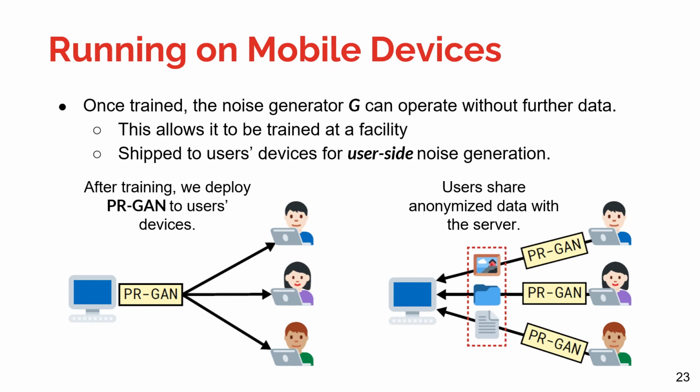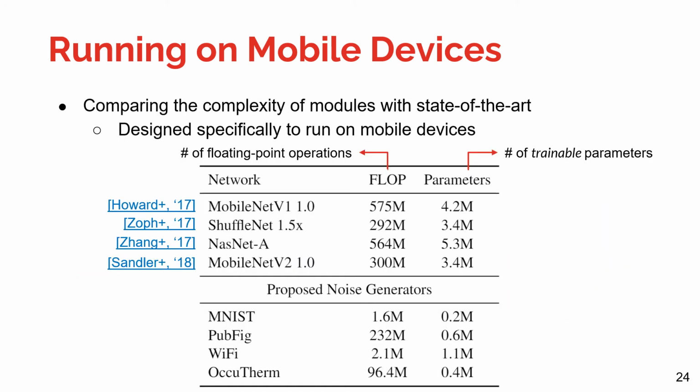A major advantage of our framework is that once trained, the noise generator G can operate without any further data. This allows it to be trained at a facility with as much computational resources as it requires, and then to be shipped to other users' devices for user-side noise generation. For that to happen, we need to have generator models that are simple enough to run efficiently on mobile devices. Two metrics that are commonly used to measure the complexity of a model are the number of floating point operations and the number of trainable parameters.